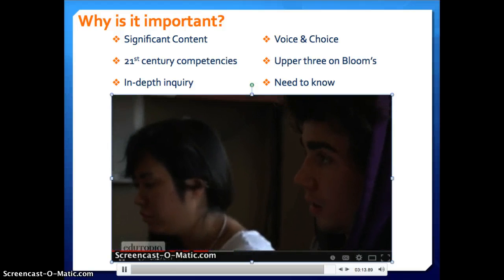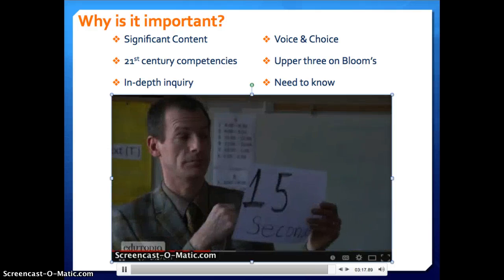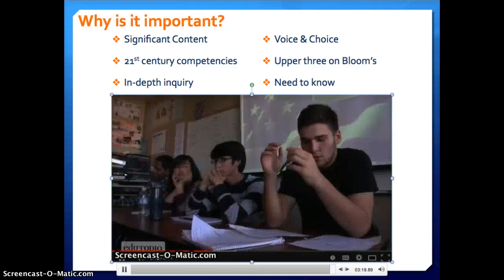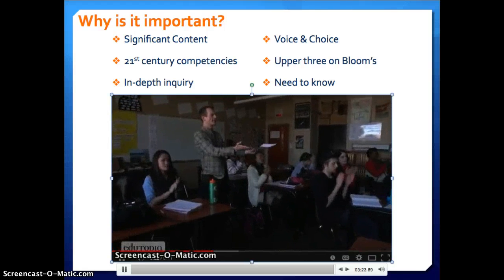So in our courses, students are very often involved in a simulation. In the case of the AP Gov course, they're taking the role of a Supreme Court justice or somebody running a campaign or running for office.